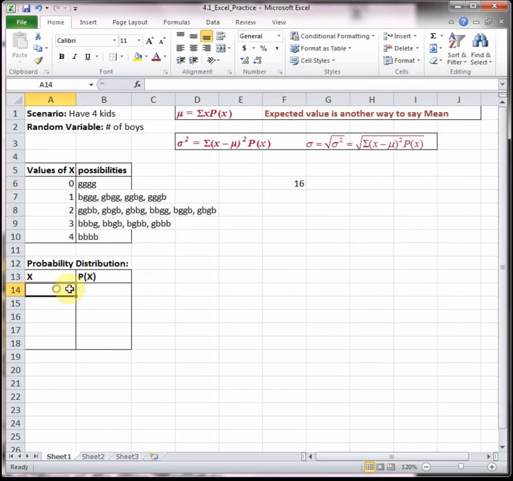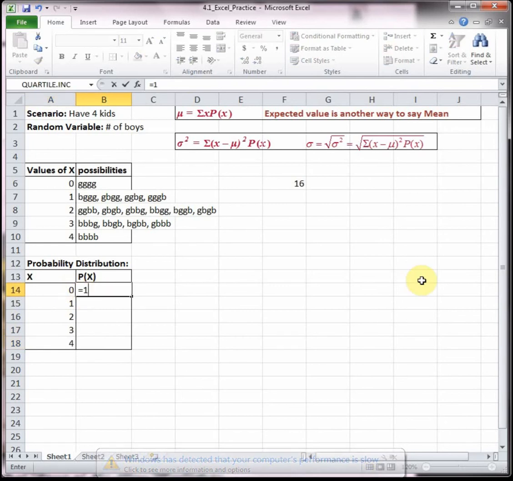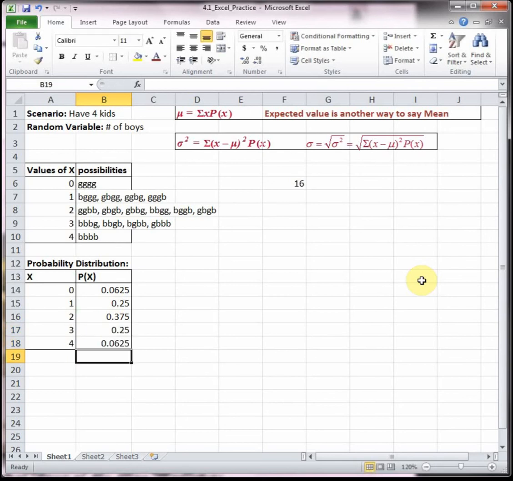So to make our probability distribution, we list out all possible values of our random variable x. So 0 boys, 1, 2, 3, or 4 boys. And then we need to find the probability for each one. Well, there's 1 way out of the 16 to have 0 boys. There are 4 ways out of the 16 to have 1 boy. There are 6 ways out of 16 to have 2 boys, 4 out of 16 to have 3 boys, and 1 out of 16 to have 4 boys.